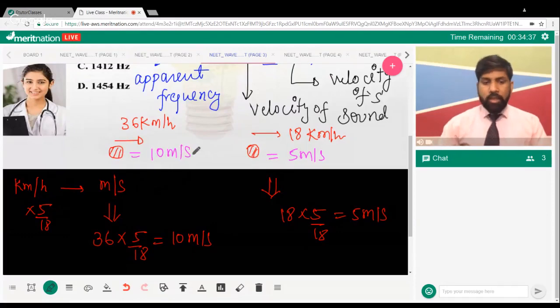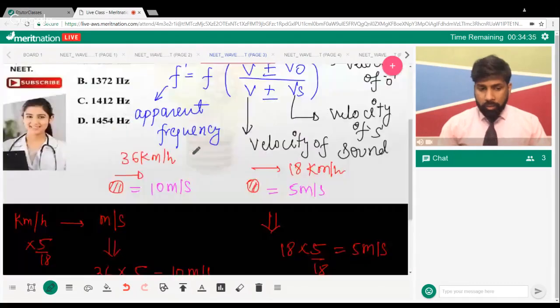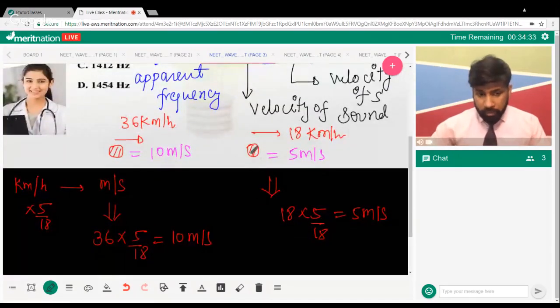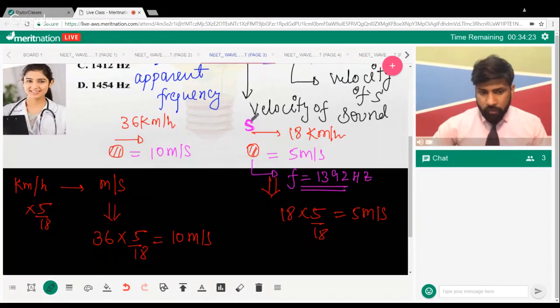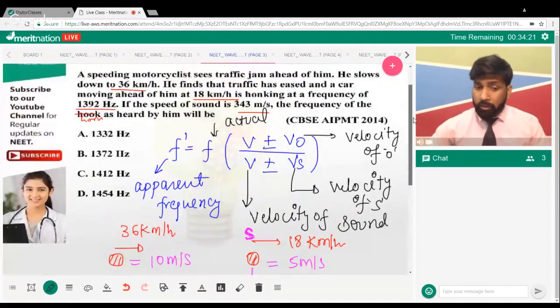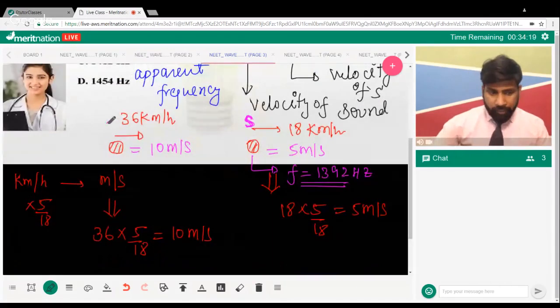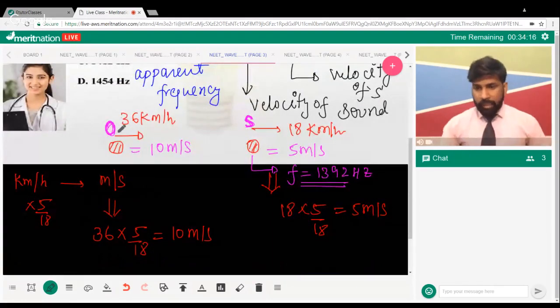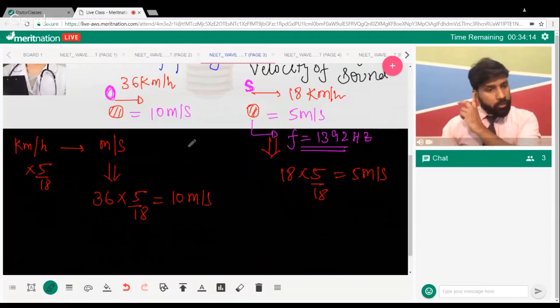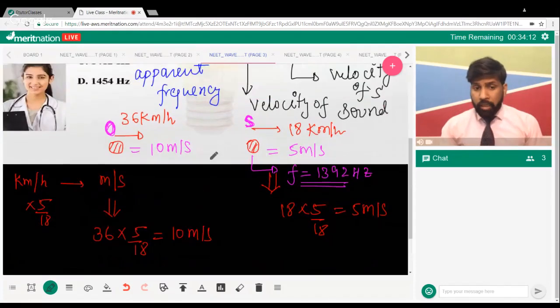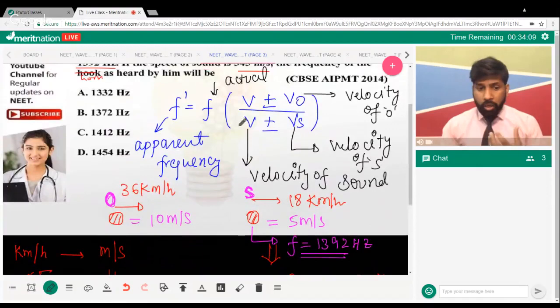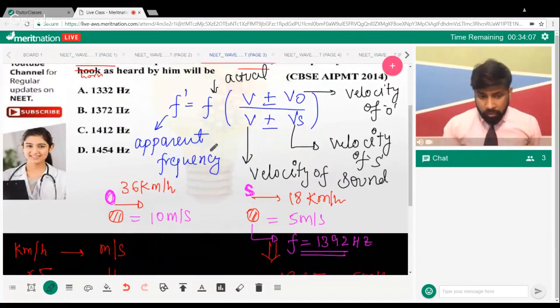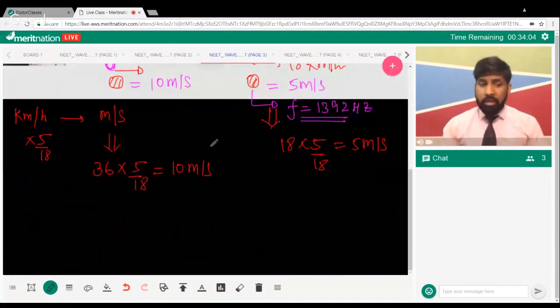Now, according to the question, this car is producing a sound of frequency 1392 hertz. Since it is producing sound, it is acting like a source, and this one is acting like an observer. Now you know the method we can use to apply this formula in these kinds of numericals. So again, I'm repeating the same thing here.